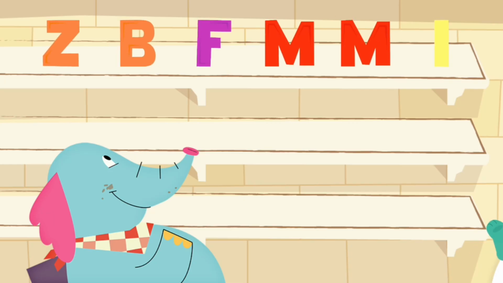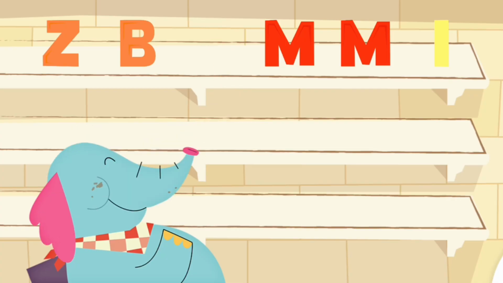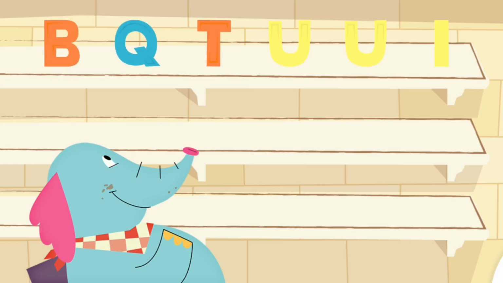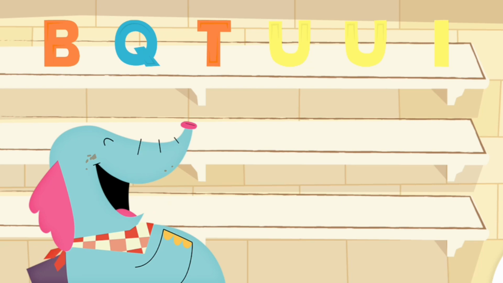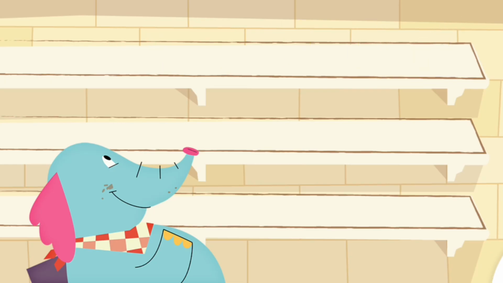Feed the letter F to Olo. F. Yay! You fed the letter F to Olo. Feed the letter B to Olo. B. Yay! You fed the letter B to Olo.